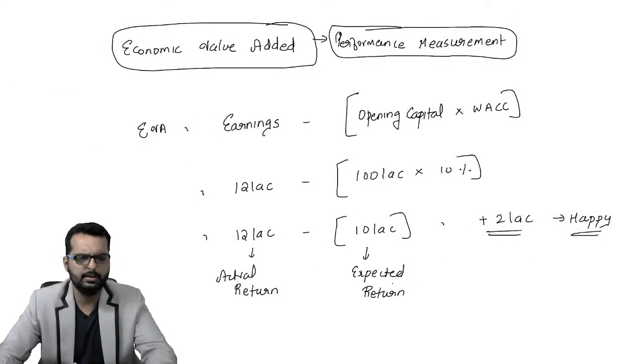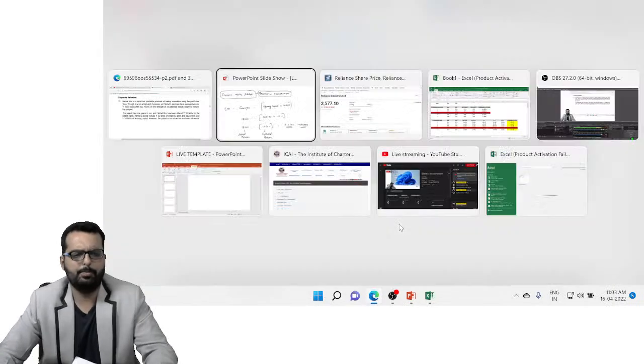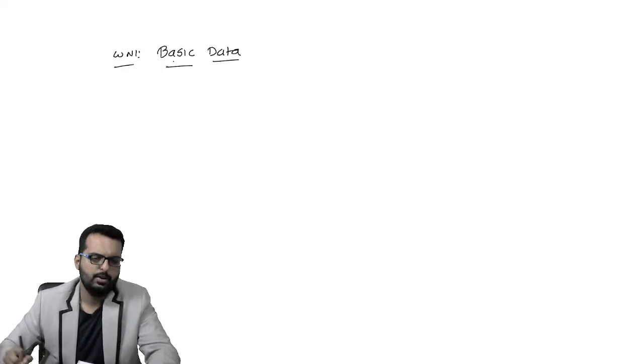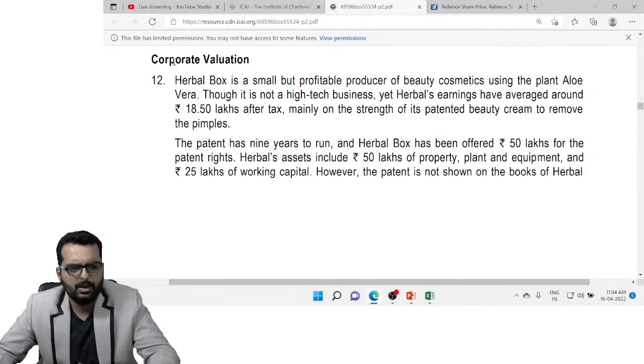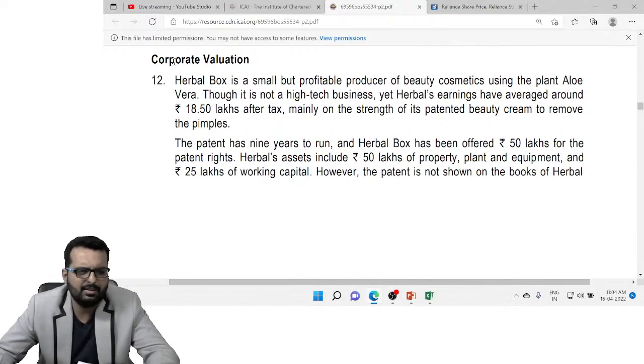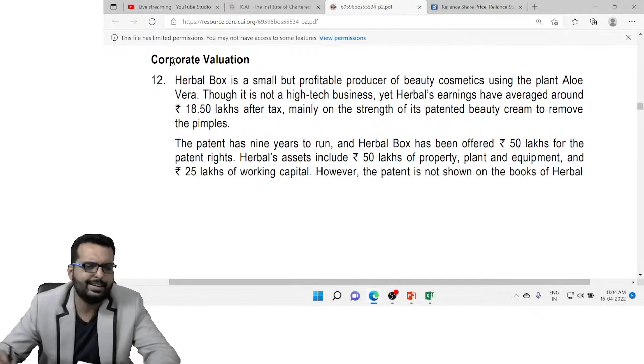I believe you're all done with this. Now let's do this problem. I'll write down the basic data, working note 1. Now Herbal Box is a small but profitable producer of beauty cosmetics using plant aloe vera. High-tech business has earned an average earnings of 18.5 lakhs.